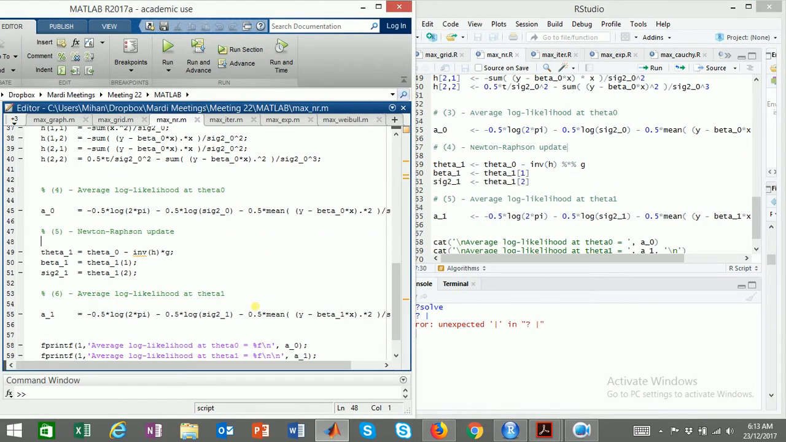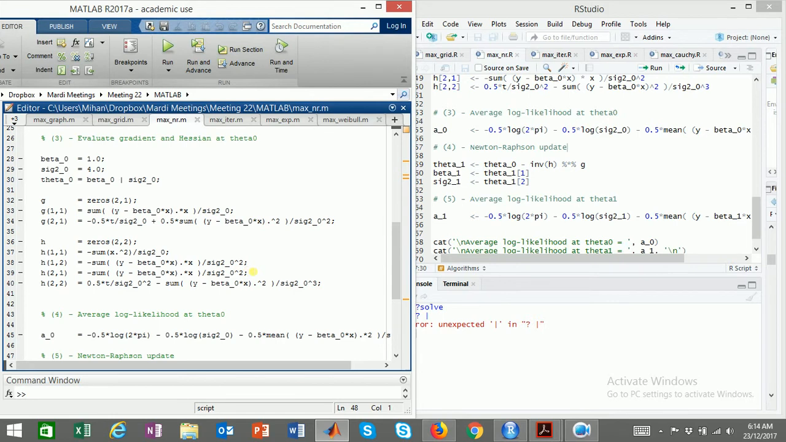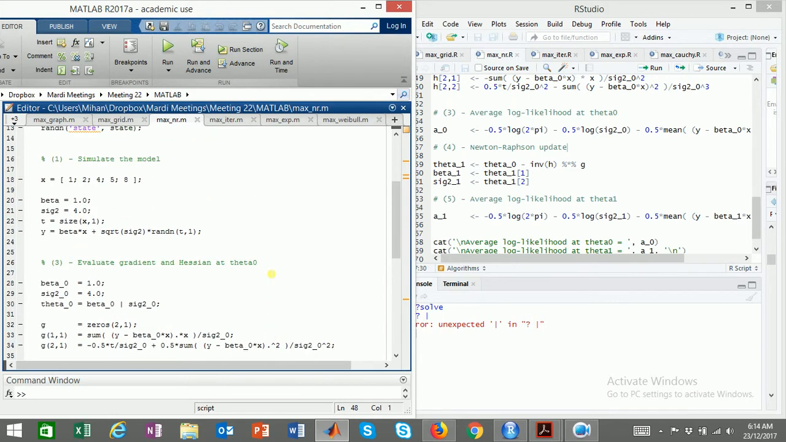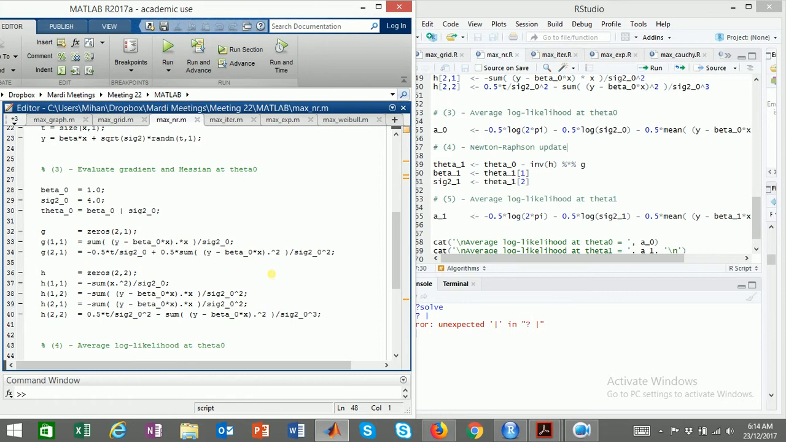Then Newton-Raphson update manually, theta 1 equals theta naught minus inverse of h multiplied by g. See, inverse of h multiplied to g directly. In R we need to put the multiplication sign between two percentage signs. Beta 1 is equal to the first element of theta 1, sigma square is the second element of theta 1. Alright, have we defined theta 1 anywhere? I guess, okay, it might not be necessary.